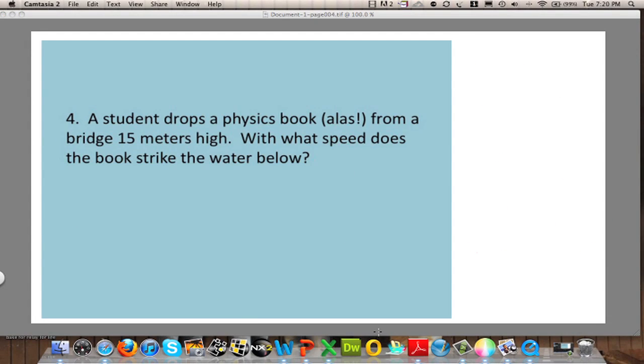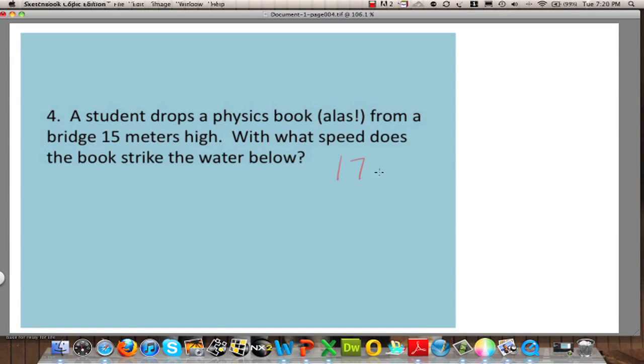Okay, on to problem number 4. So read it, solve it, and then check back with the video. The answer is 17.14 meters per second. I'll write it right here, 17.14 meters per second. 17 would have been fine. Okay, let's go through and see how we solve that.